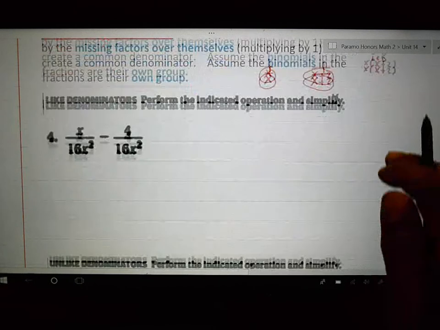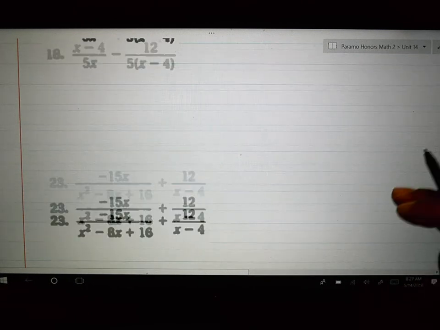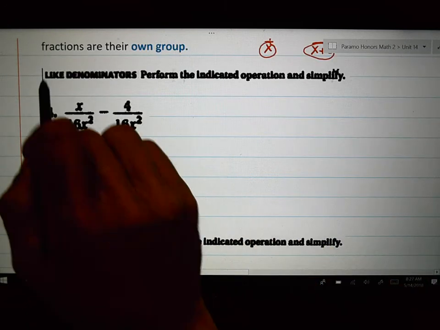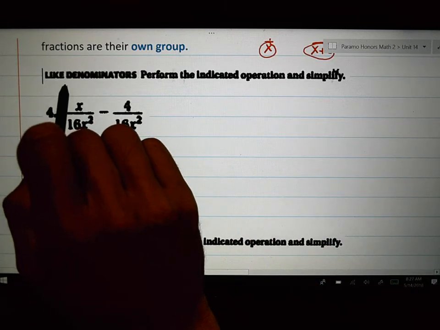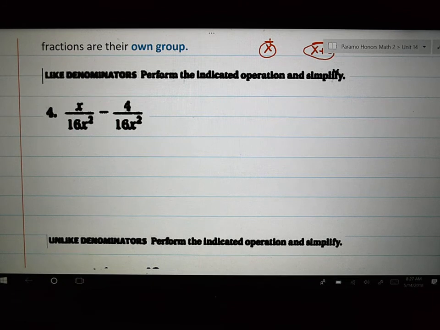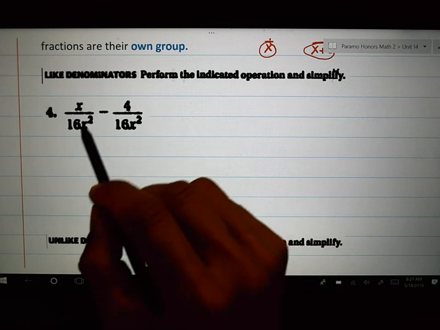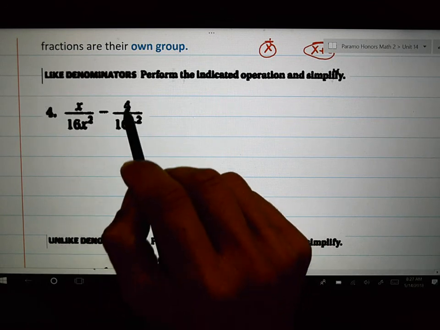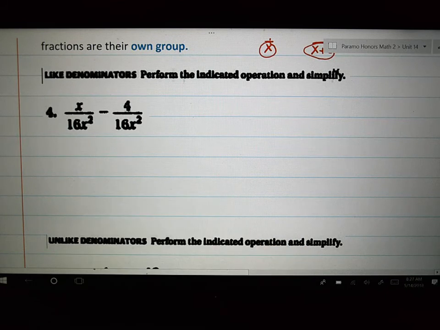All right, with that being said, I have 3 examples for you today. The first one comes from the first group, which it even tells you in the directions that they are like denominators. Perform the indicated operation and simplify. In this case, you could reduce, but if you did, then you wouldn't have a common denominator anymore.